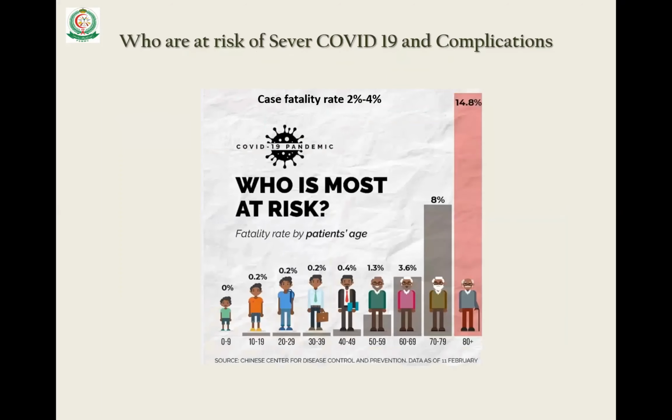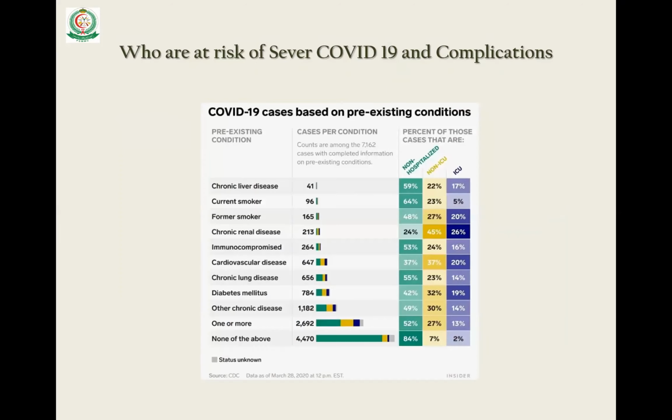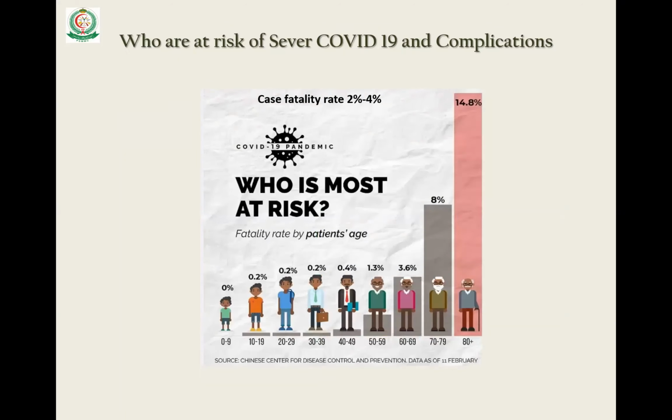Next slide, yes. So who are at risk of severe COVID-19 and its complications? The main risk factor is the age. The older age are at risk of getting severe disease and complication, and it's usually associated with mortality.